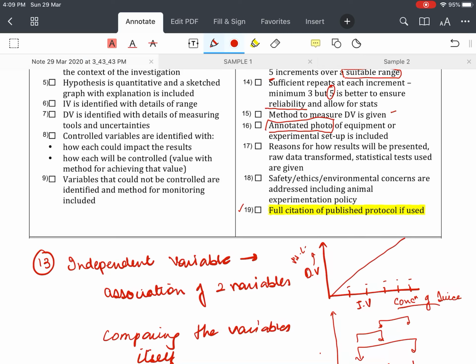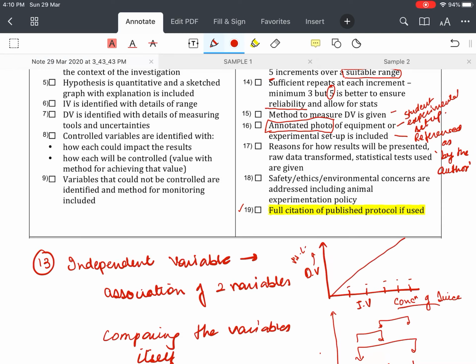Annotated photograph: you have given the photograph of the setup of your experimental setup, right? And the picture should be referenced as by the author or by the student. Name should not be mentioned there, but it should be referenced. The photo should be annotated clearly to show what setup you are having.